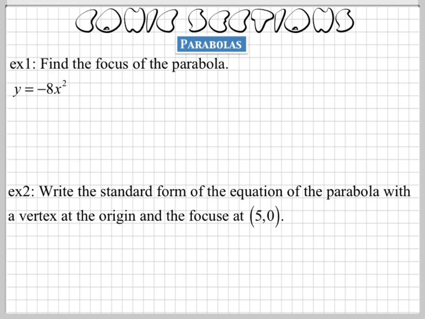Okay. In order to find the focus, we have to know what this graph looks like. Now, there's some things that you can tell me about this graph, like whether or not it's a hori or a verti. If it's a hori, a hori has the x squared. So we have the x minus h squared equals 4p.